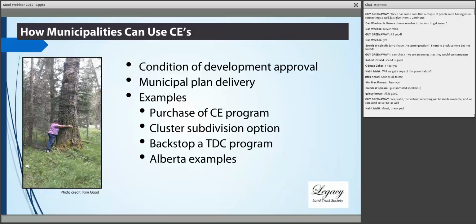Also, it can be used to backstop a transfer of development credit program. I'm not going to talk too much about that because there's a webinar on January 31st, and I'm pretty sure many of you are already registered for that. But once the development opportunity is removed from the TDC's conservation area, a conservation easement would be registered in its place. In that circumstance, there also wouldn't be a tax receipt or anything. It's not a donation, right? They get paid instead for the development potential that's being removed. Most of the Alberta examples to date have been as a result of a condition of a development approval.